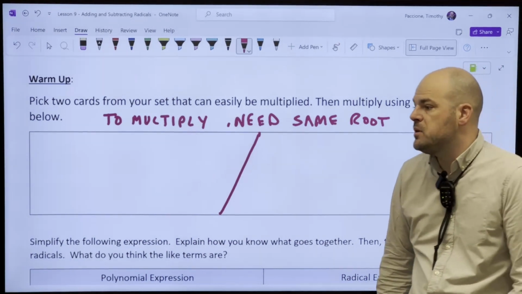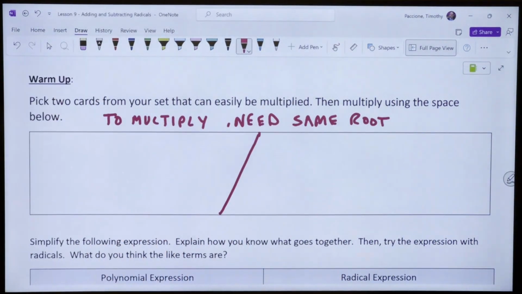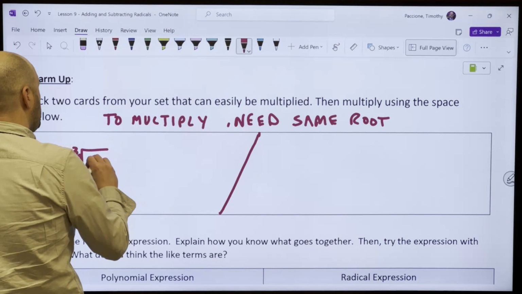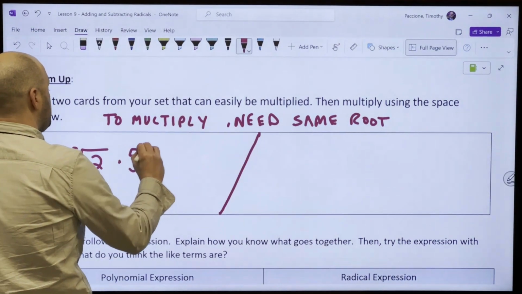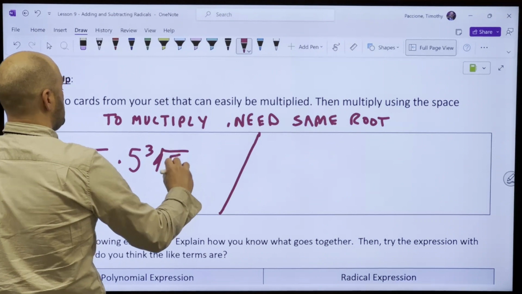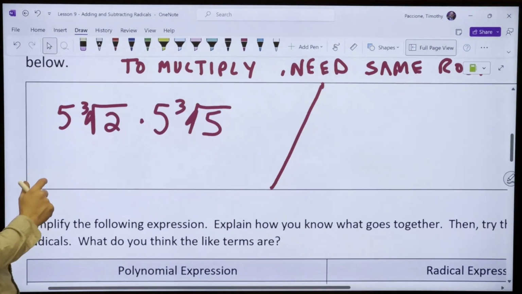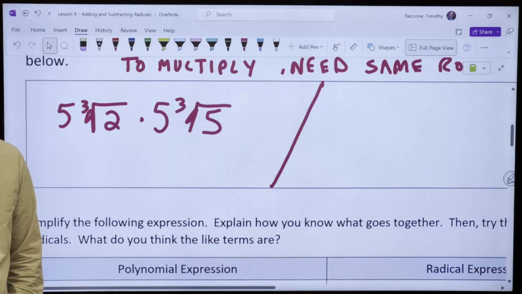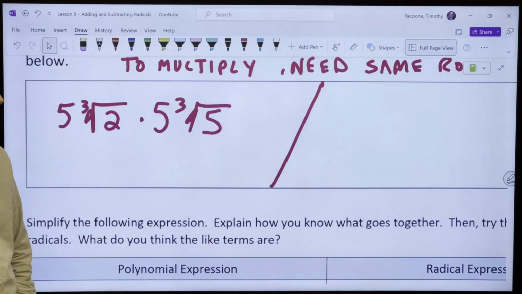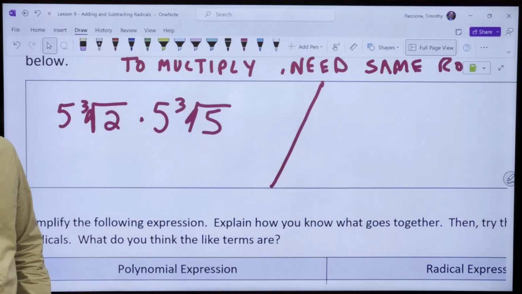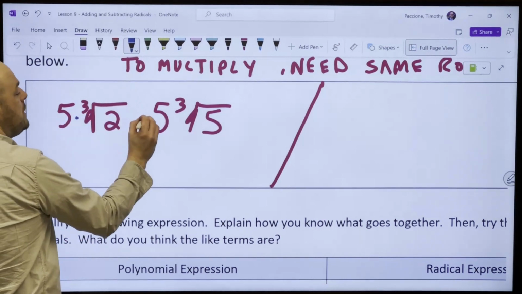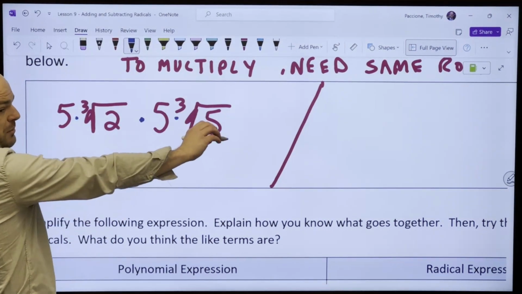So can somebody give me an example of two that they tried? Yeah, go ahead, Leo. 5 times the third root of 2 times 5 times the third root of 5. Okay, I think that's going to work. Now, when we're multiplying these, we treat the numbers on the outside separate than the stuff going on in the inside. And in fact, sometimes it might be easy for you to just think of this as, well, it's this times this times this times this, right? It's all multiplying by everything.